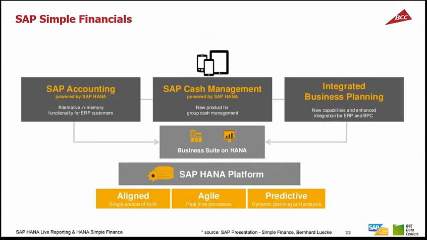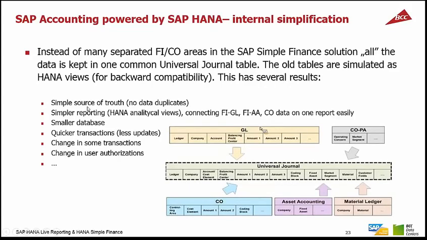SAP Simple Financials is based on three parts: SAP Accounting powered by SAP HANA, SAP Cash Management powered by SAP HANA, and Integrated Business Planning. The most important part is SAP Accounting powered by SAP HANA. As I said, it's the total change within SAP internal tables in controlling and financials, and from a user perspective, that changes a lot.